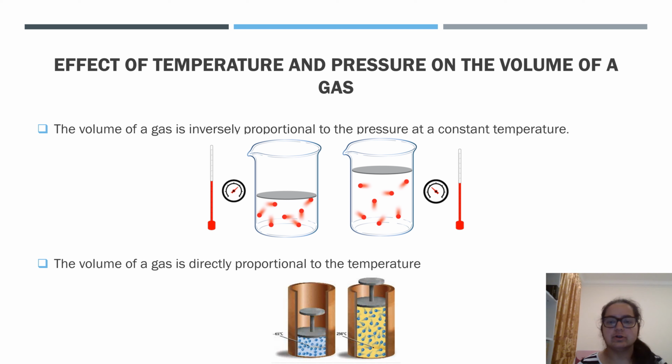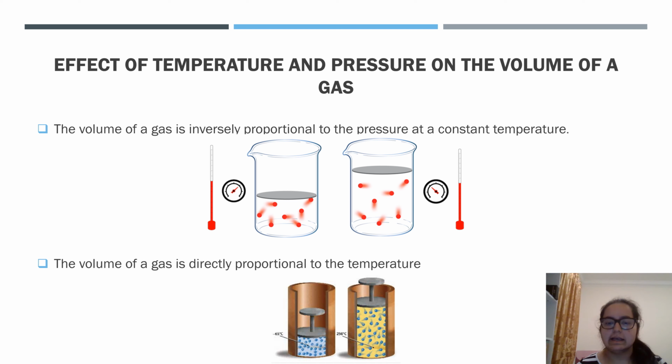Now, effect of temperature and pressure on the volume of a gas. The volume of a gas is inversely proportional to the pressure at constant temperature. That means as the volume decreases, the pressure increases. This is because when the volume decreases, the particles collide with the walls of the container more frequently, which means they exert a greater pressure. And if the volume increases, the pressure decreases because the particles collide with the walls of the container less frequently, and hence the pressure they exert decreases.